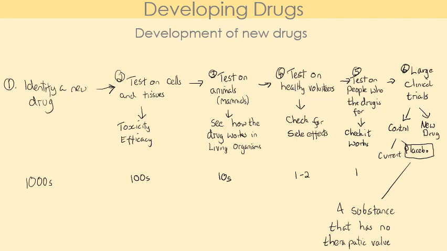Now, these trials are double-blind, meaning that the researchers and the people taking the drugs do not know who is in which group, and that is to reduce bias. So double-blind means the researchers and the people in the trial do not know who is taking which drug, and that reduces bias.